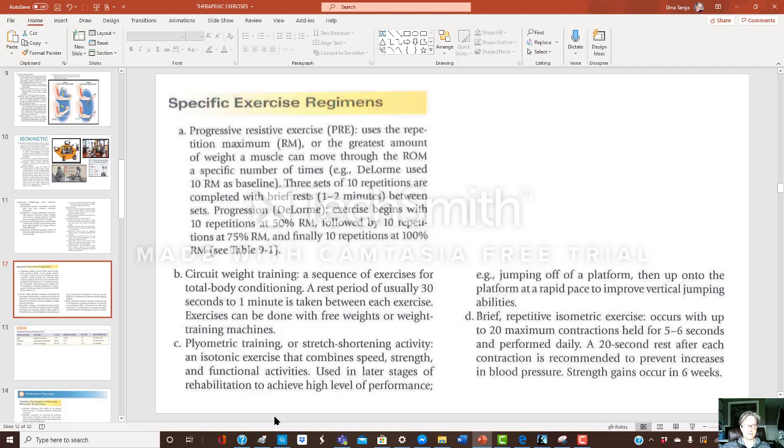So your first set would be 10 reps at 5 pounds. Your second set would be 10 reps at 7.5 pounds. And then finally, your last set would be 10 reps at 10 pounds. Correct? Yes.